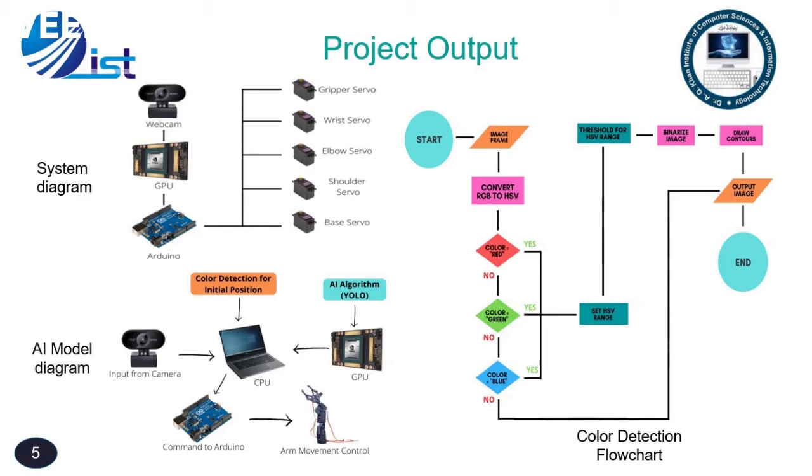In the system diagram, we have shown the hardware demonstration. The webcam is giving the input to the GPU. The GPU after processing gives the input to the Arduino, and the Arduino then controls the robotic arm. It controls the servo motors. The servo motors are basically the robotic arm.